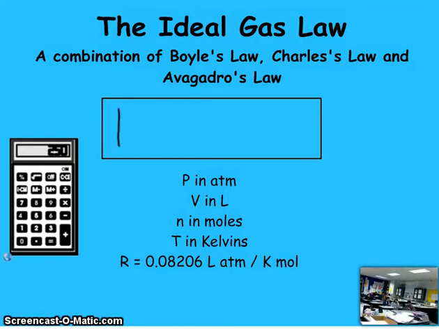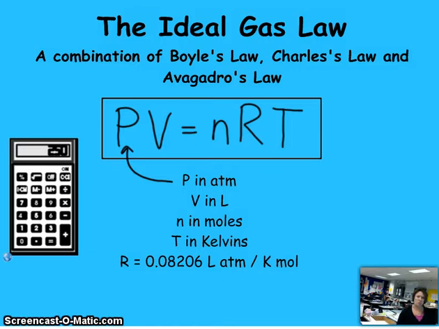The ideal gas law is PV equals nRT, where P is your pressure in atmospheres. It must be in atmospheres when you use this equation. V is your volume, and that must be in liters. It must be in liters when you use this equation. n is your number of moles.